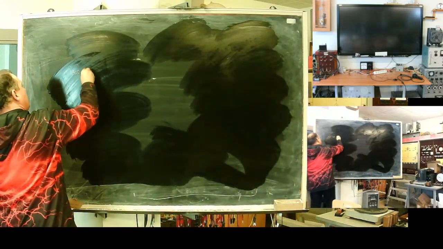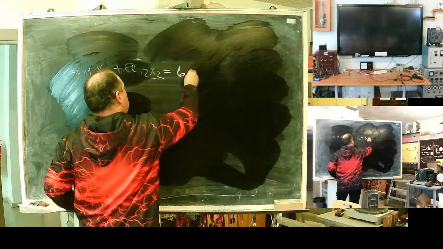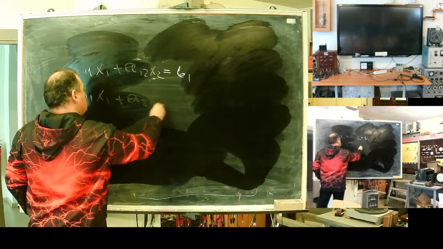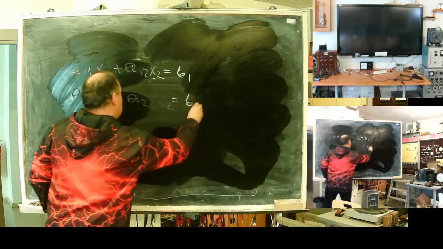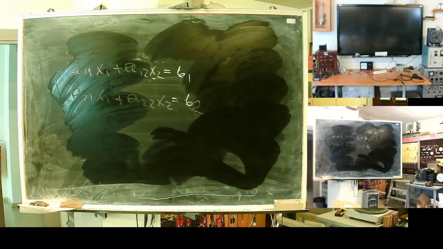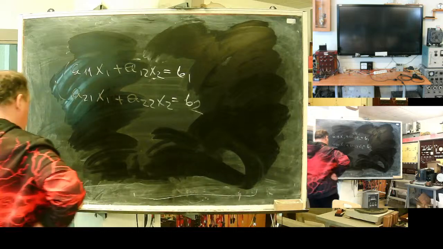Simplest case, A11x1 plus A12x2 equals B1, A21x1 plus A22x2 equals B2. And like this. How will I solve it? What's your school experience? You multiply it, A into X equal to B.